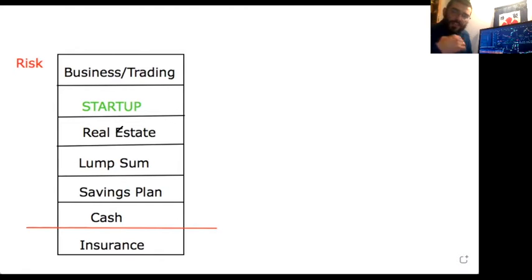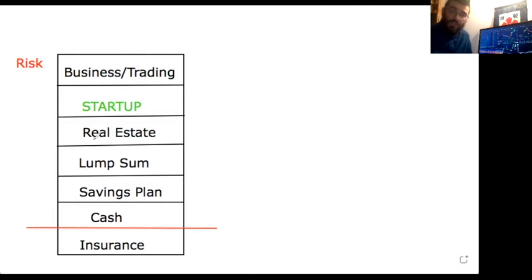Real estate is the next level of risk because there's a lot going on with the operation of real estate, repairs, taxes, vacancy, lots of risk associated with it, and it's much more expensive to diversify. I can diversify across a savings plan very inexpensively. It's not so expensive to diversify across lump sum investments. $1,000 here, $5,000 there, $10,000 here.